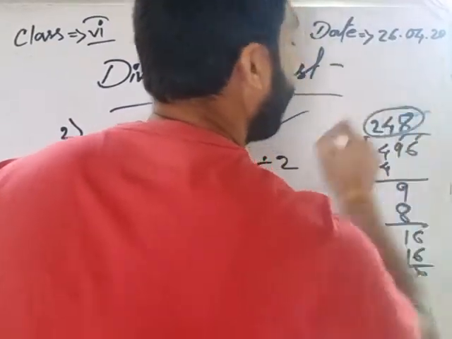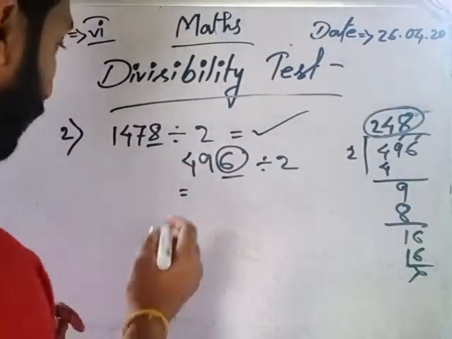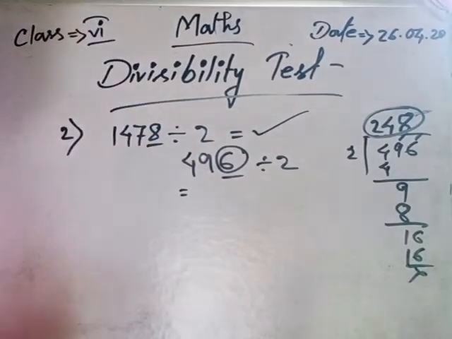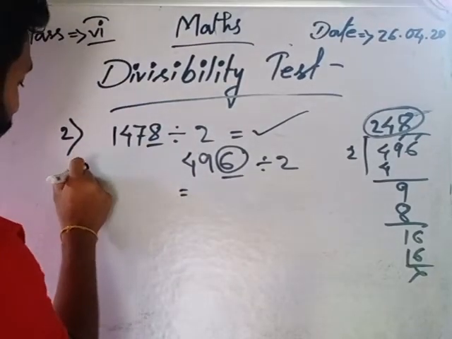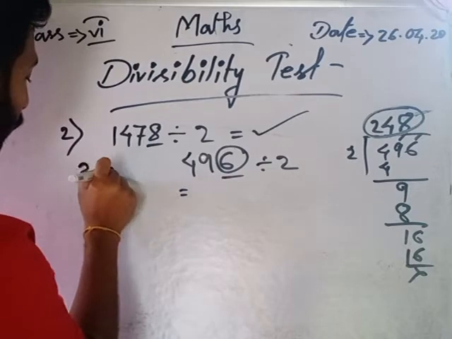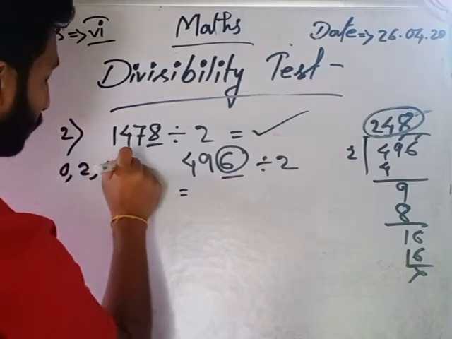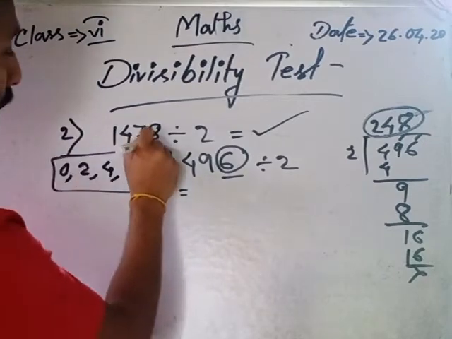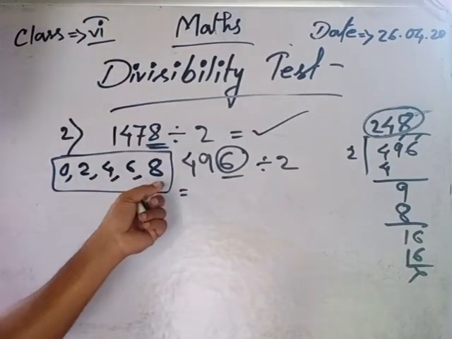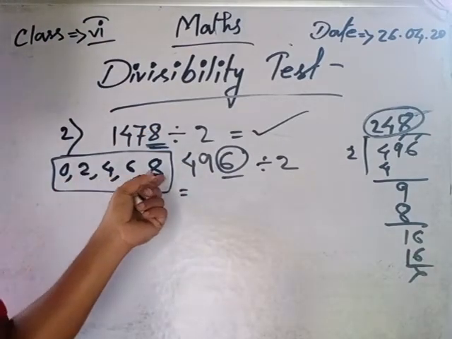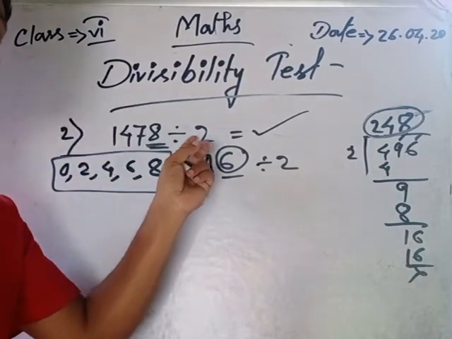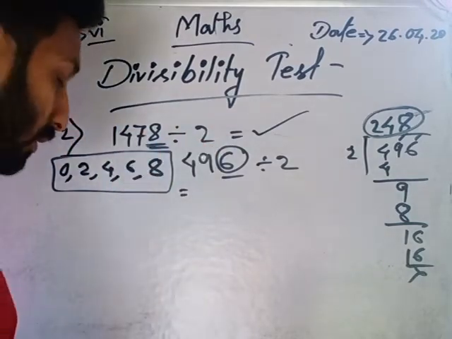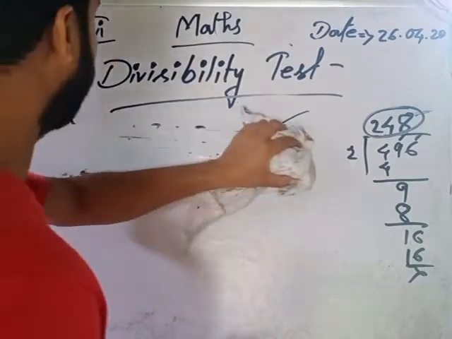Okay, completely divisible. But if the ones place digit is 2 4 0, 6, 8, any number from these, or an even number, you can divide it, completely divide by 2. Okay, after that we should go to the next number.